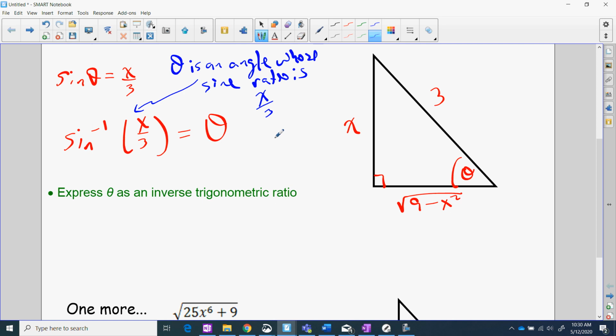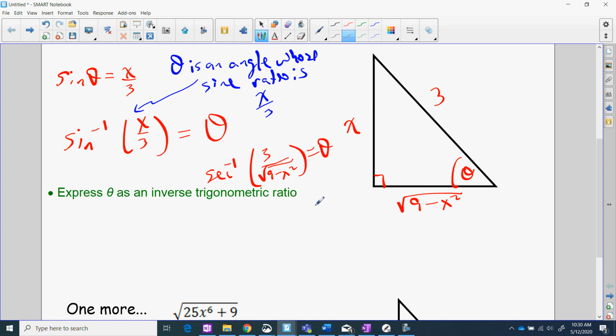So if student B had said, as I said when I did it, there's actually 6 different ways you could write this because every angle has 6 trig ratios, your 3 primaries and your 3 reciprocals. So let's say student B had said inverse secant of 3 over the square root of 9 minus x squared is also equal to theta.